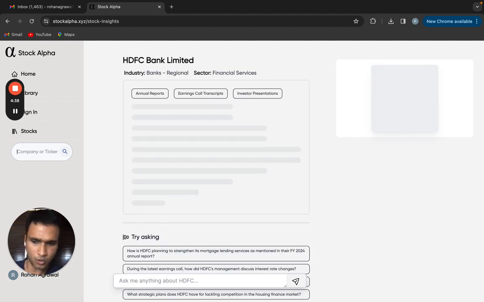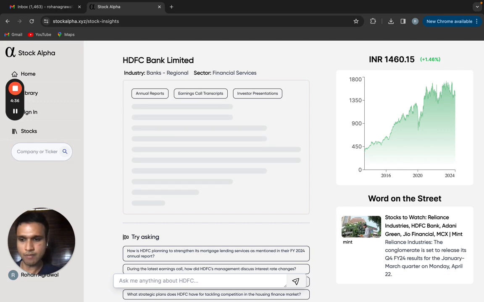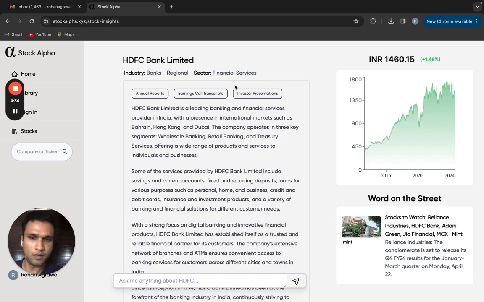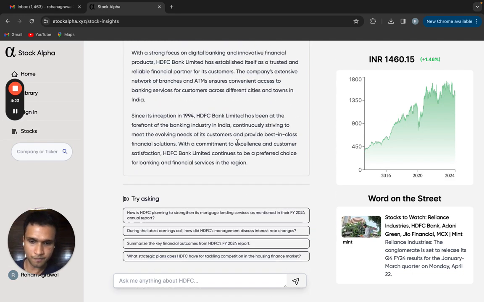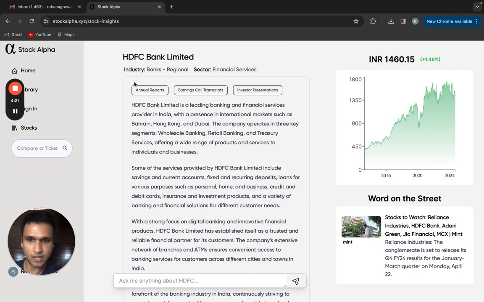So if I go to a stock here, say for example, I go to HDFC Bank, which is one of India's largest banks. In our tool, you can see the current price of the stock, a chart showing how the stock has progressed over the past few years, a few links around the latest news on the stock, and more importantly, the ability to ask questions against annual reports, earnings calls, and even investor presentations.